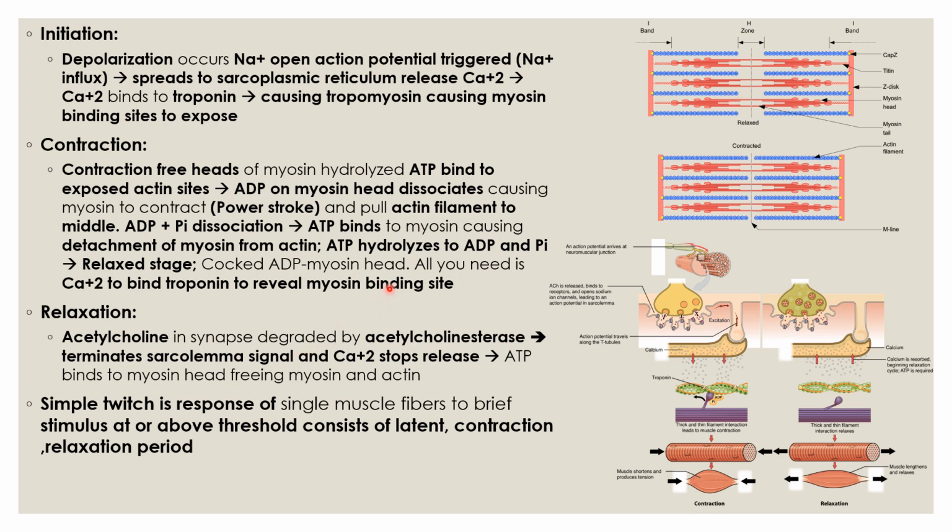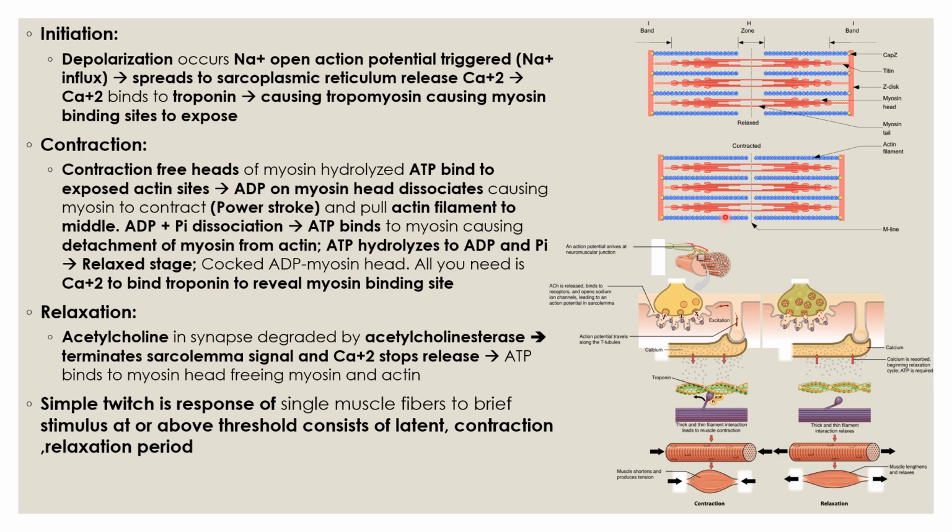Then again, ATP hydrolyzes to ADP and phosphate, and then you get the relaxed stage, in which it is a cocked ADP myosin head. The cocked ADP myosin head refers to a specific state of the myosin protein molecule in skeletal muscle during muscle contraction, and it's a high energy state that is ready to interact with the actin filament. As long as you have calcium to bind to troponin, you're good. This process continues, and like we said, calcium ions bind to troponin to reveal the myosin binding sites.